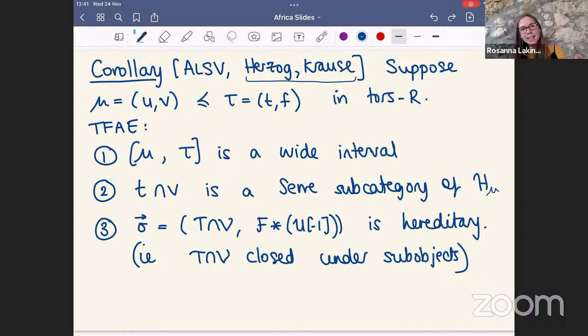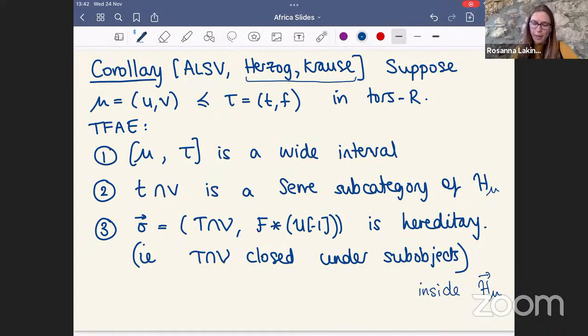And this is where, in our work, we made this link to wide intervals. Okay, so we now have turning up in our heart, I should say, a hereditary torsion pair inside this larger heart.